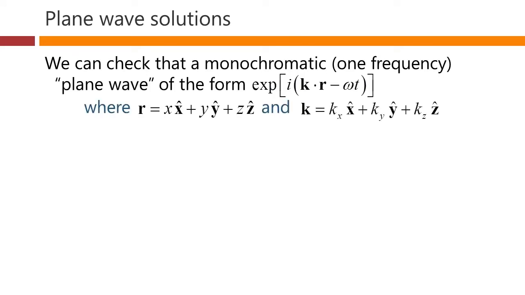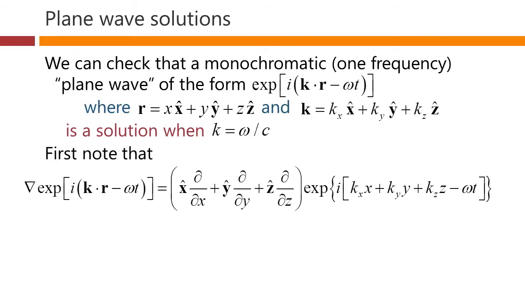And as I said before, we're going to be working with these unit vectors, x hat, y hat, and z hat, and that's because we have to use k to represent this actual wave vector here. So we can write r out in terms of its components, x, y, and z, and we can write k out in terms of its components, kx, ky, and kz. So we're going to check that this plane wave is a solution of our wave equation when we choose k equal to omega over c.